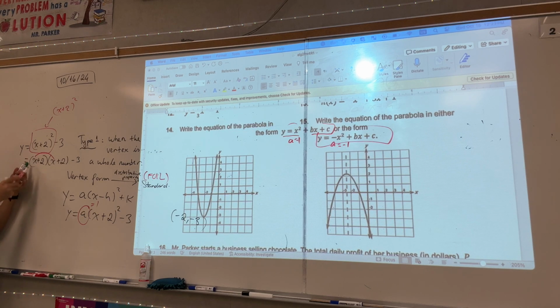Now, move on. X times 2 is positive 2x, right? Positive 2. Now I'm done with this. I'm going to move on to the 2. Okay? 2 times x is plus 2x. 2 times 2 is plus 4. Minus 3. Very good.